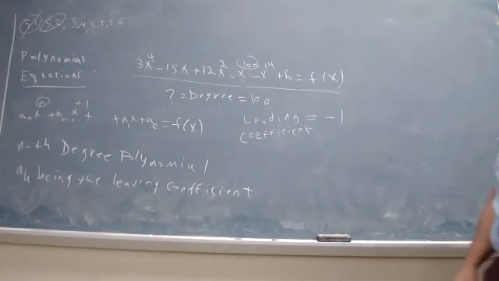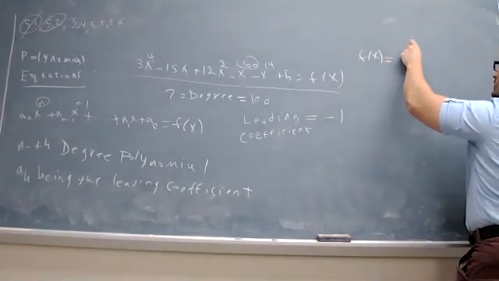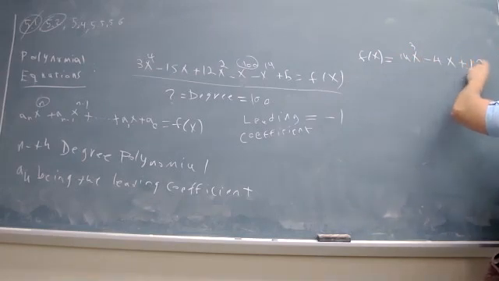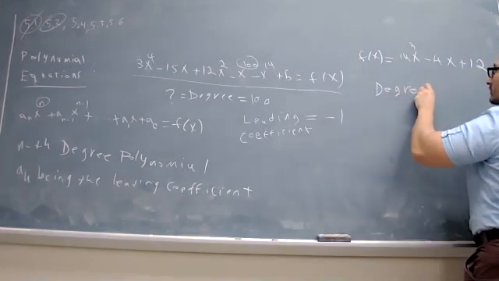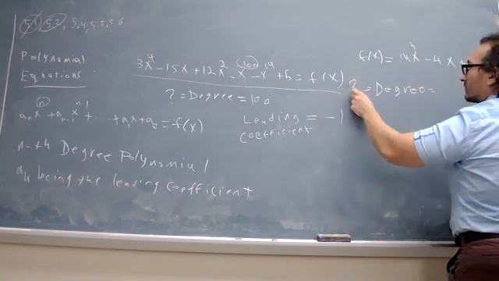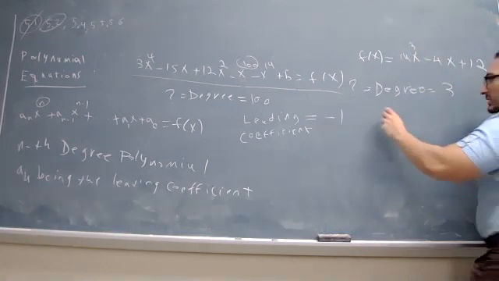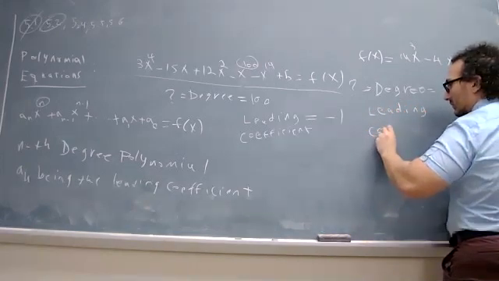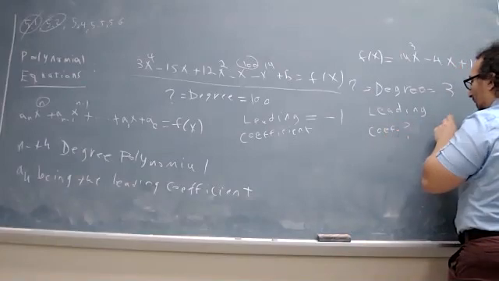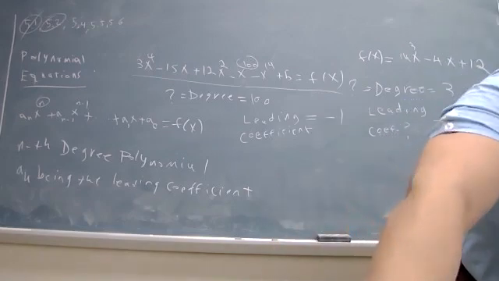Given another polynomial, what is the degree? Well, the degree is the highest power, 3. And what is the leading coefficient? Well, that's the number out in front of there, which is 14. Any questions so far?